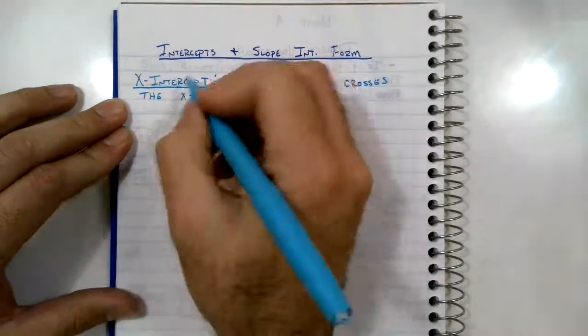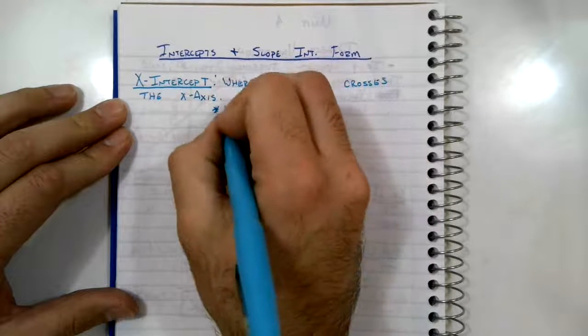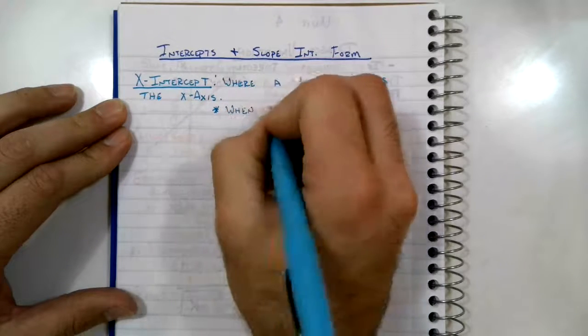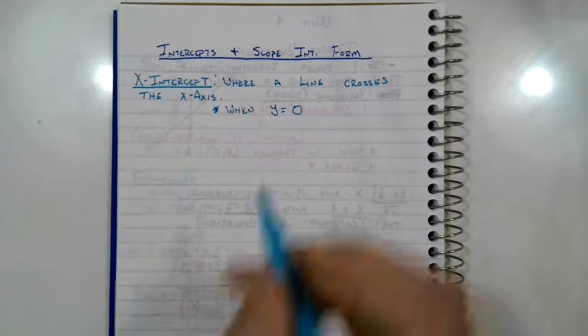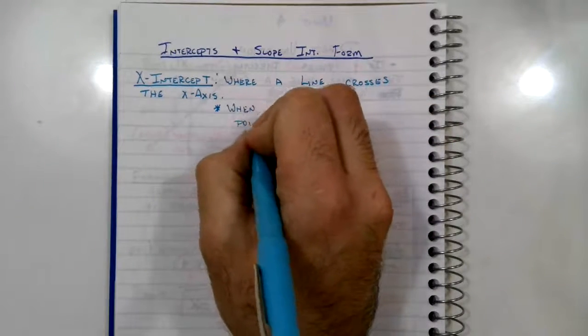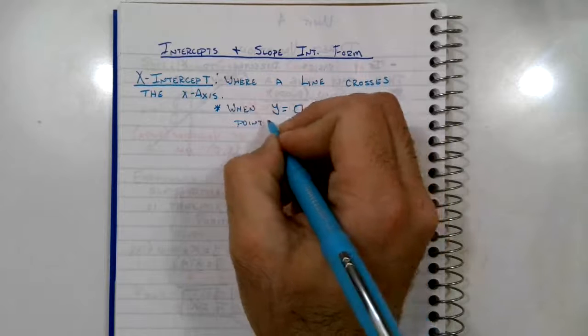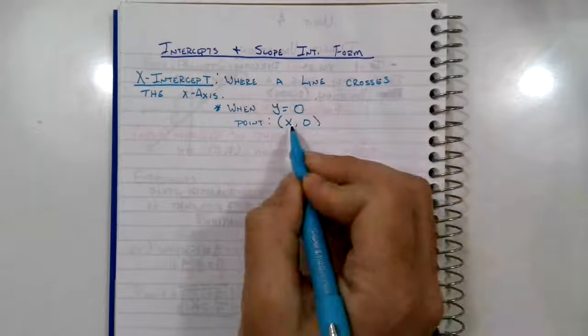And one important thing to remember here is it's when y equals 0. So it's where a line crosses the x-axis. Y will equal 0. So a coordinate point would be something like x, comma 0. Whatever your x is, and y would be 0 there. So that's where a line crosses the x-axis.